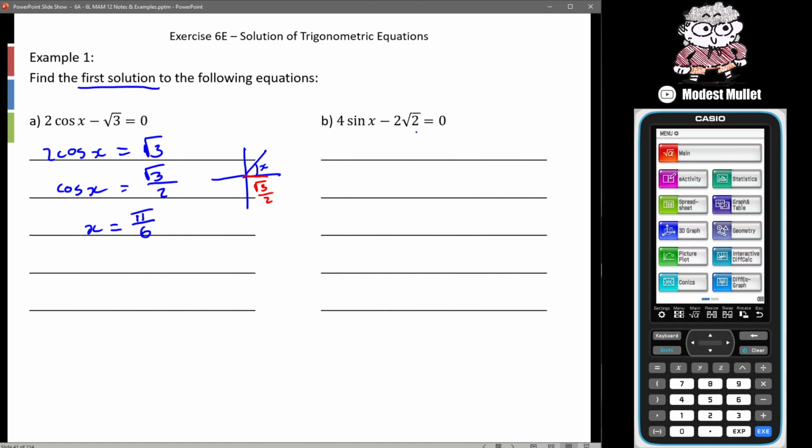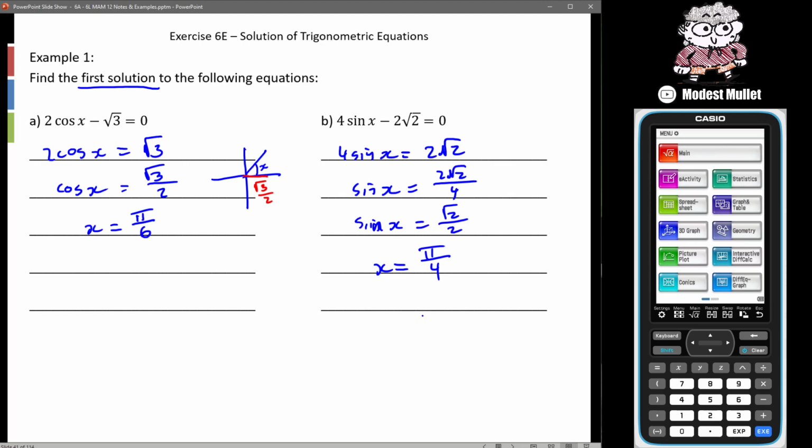Do the same for example B, we just apply inverse operations like normal. Sine x is equal to 2 root 2 on 4, so we get sine x is equal to root 2 on 2, simplifying. So what is x going to be equal to? It's asking for the vertical. What angle would give me a vertical component of root 2 on 2? That's the mid angle. That's 45 degrees, or we know that as, or not 45, that's pi on 4.